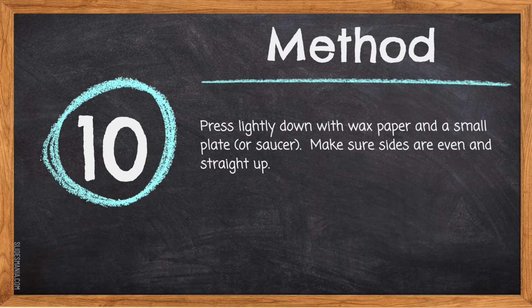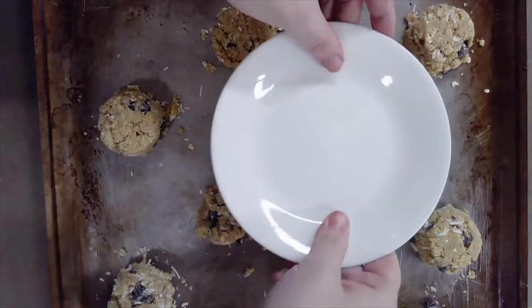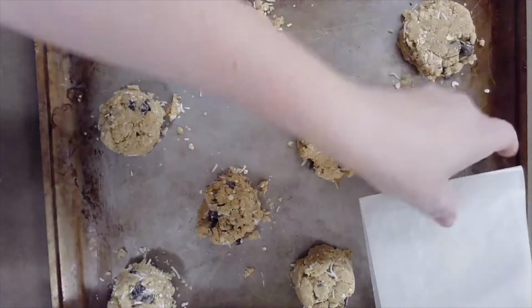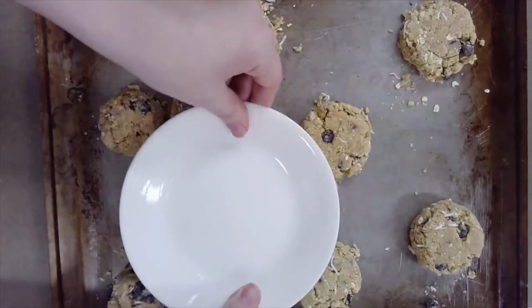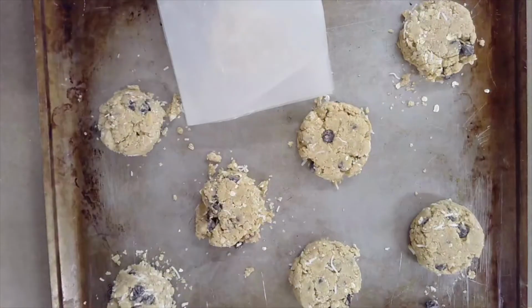Step 10. Press lightly down with wax paper and a small plate or saucer. Make sure sides are even and straight up. We want to use a piece of wax paper to help press down on the cookie, or else the cookie might accidentally stick to the saucer and rip and pull apart. Now, if you notice that is starting to happen, trade the wax paper out for a fresh one.